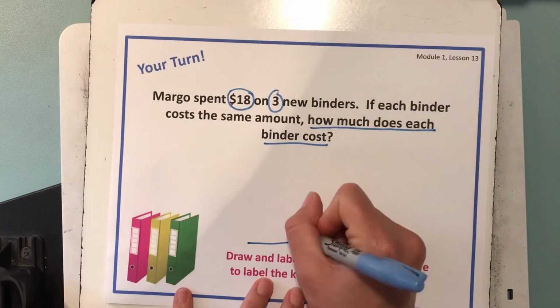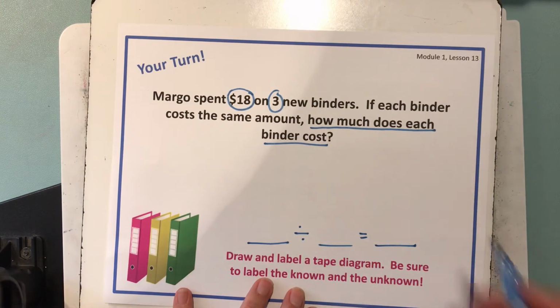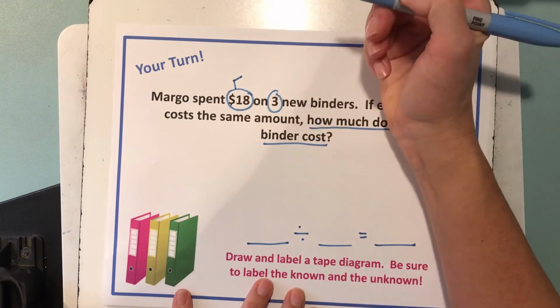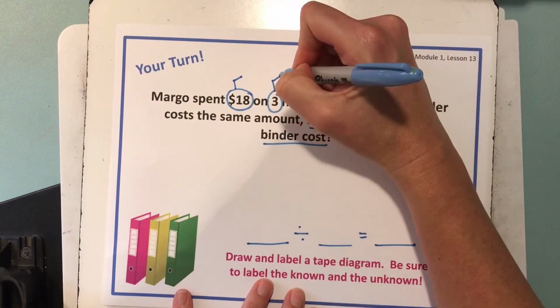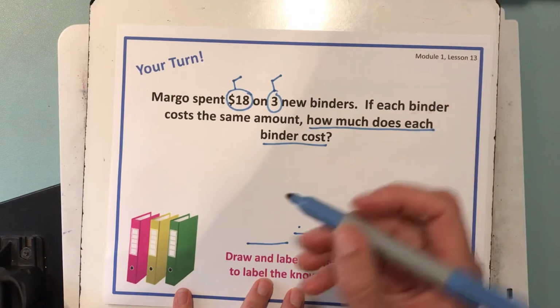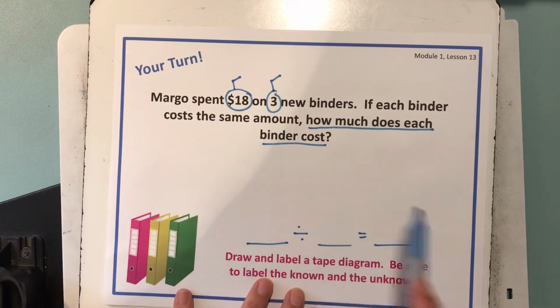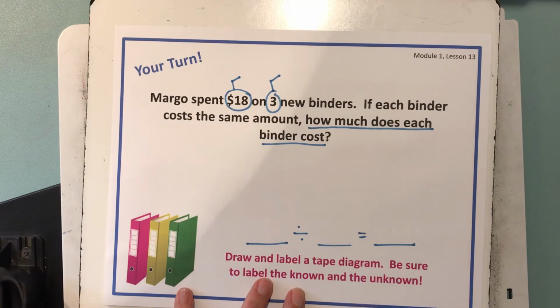Well, right away, I know I need to set up my division problem, right? And I'm going to start filling in what I know. Well, what does 18 represent? What does 3 represent? Does 3 represent the number of groups or the size of the group? And then I want you to try and do a tape diagram to help you solve this problem. So pause the video, see if you get it right.